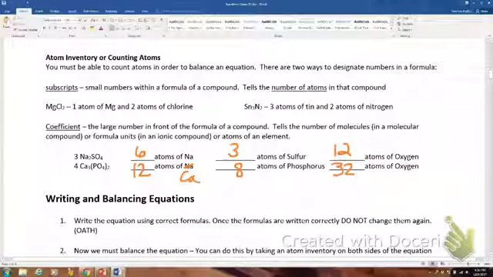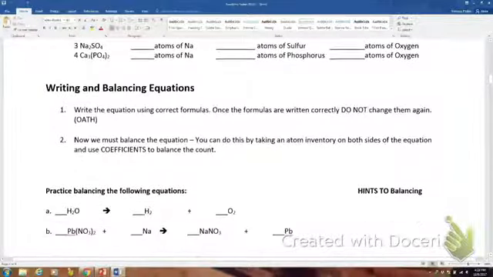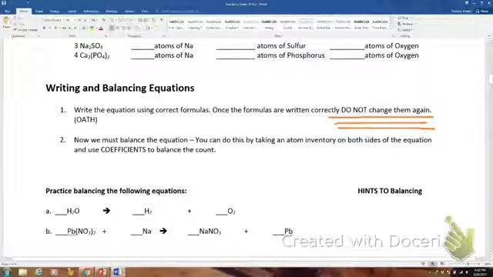Okay? So now let's talk about how we actually write and balance the equation. So first thing is we write the equations using the correct formulas. And then once we know we have the correct formula, we do not change them again. That's very important. This is where I usually make the classes take an oath saying, I do solemnly swear that I will not change the subscripts, because you cannot balance it based on changing the subscripts. You have to balance it with coefficients.